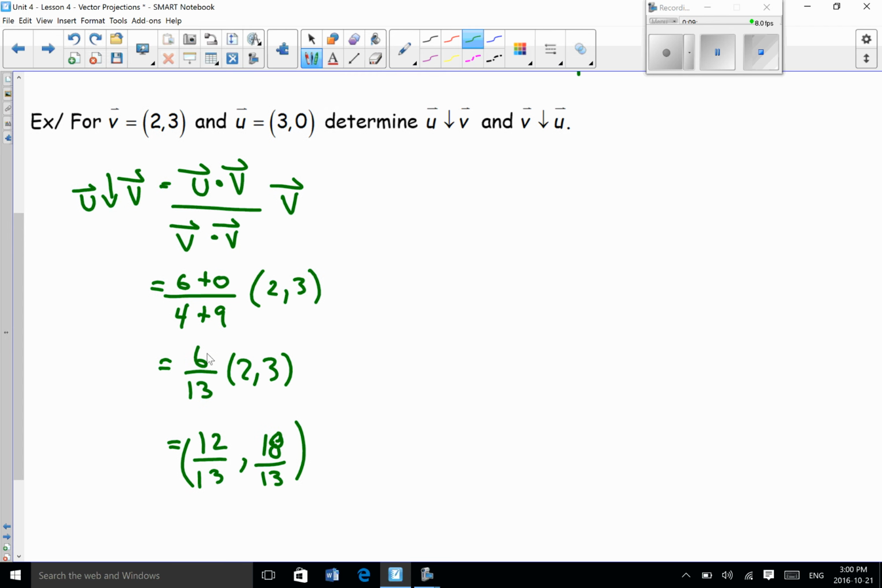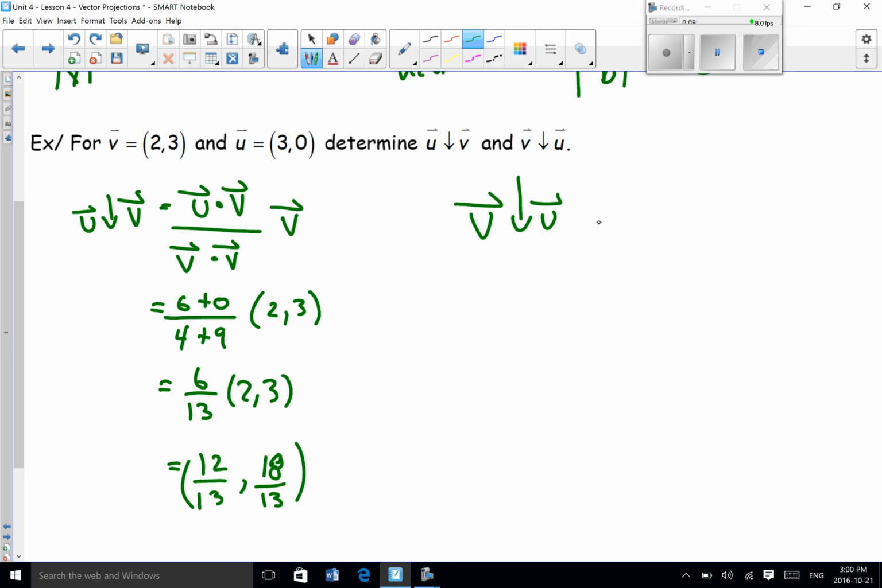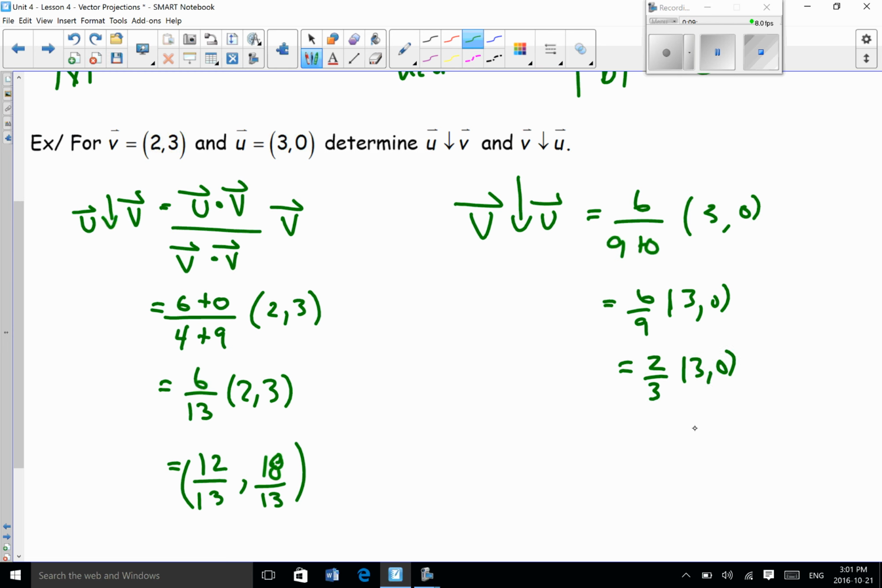And if I do v projected onto u, same idea. I do v dot u, which we already know is 6, over u dot itself. So 3 times 3 is 9, 0 times 0 is 0, and the direction of u, 3, 0. I've got 6/9 times 3, 0, which is like 2/3 times 3, 0, which is 2, 0. And there's our vector projection.